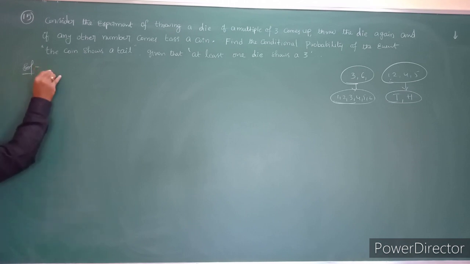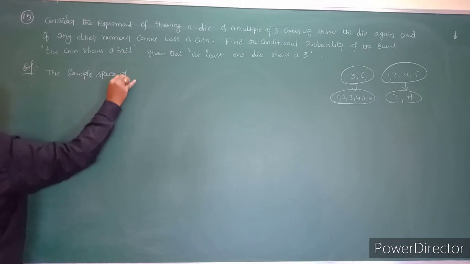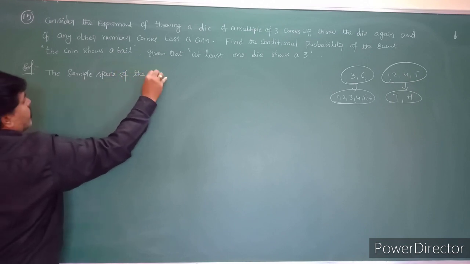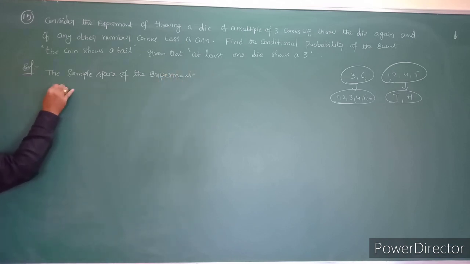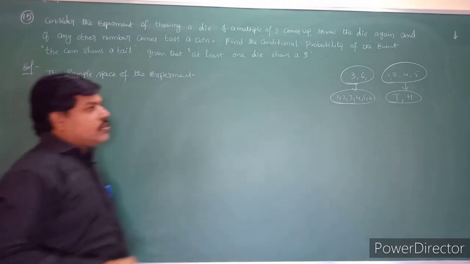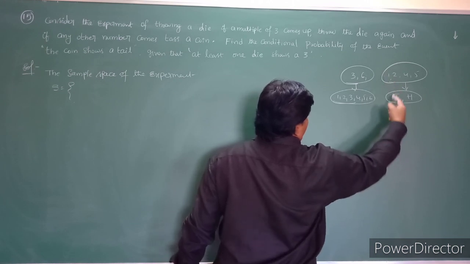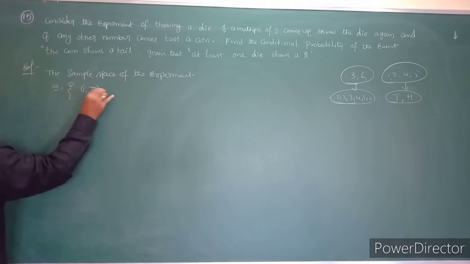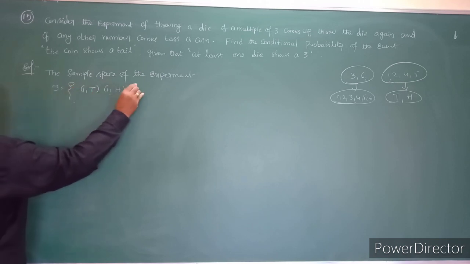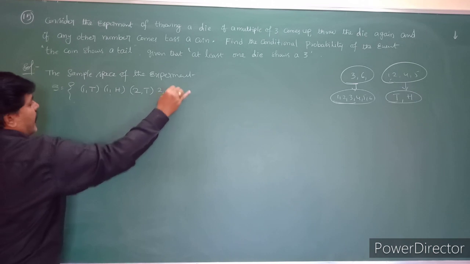So the sample space of the experiment, S is equal to. So what is the sample space, students? You have to see this one. If you are getting 1, you have to toss the coin. Then the outcomes are 1 comma T and 1 comma H. If you are getting the 2, you have to toss the coin once again. You will get 2 comma T and 2 comma H.